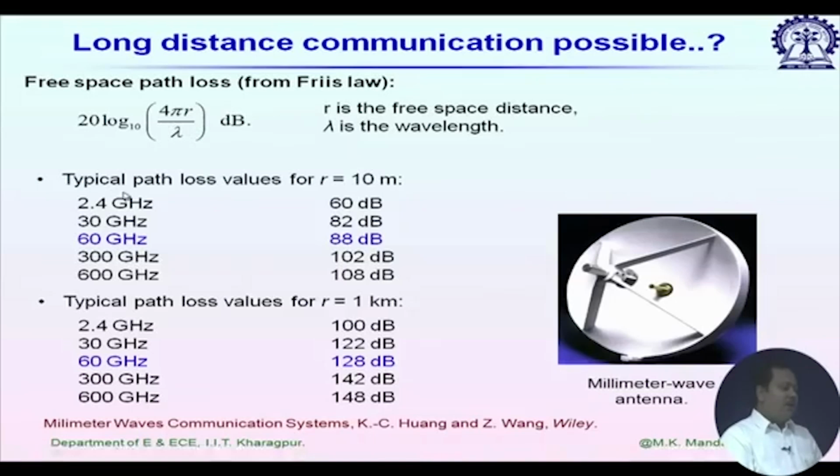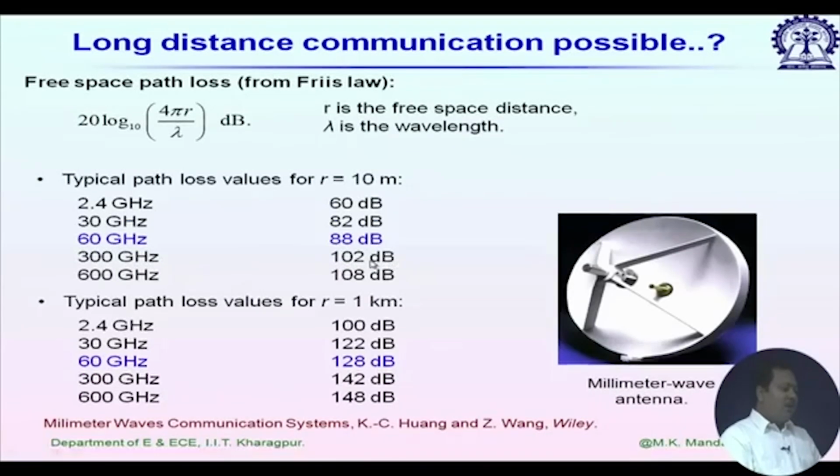So, here are some calculated values of free space path loss. For example, this first table is showing the path loss value at r equal to 10 meter. So, at 2.4 gigahertz the typical path loss value is 60 dB. Now, if I increase the frequency to 60 gigahertz, where free space wavelength is 5 millimeter, this path loss increases to 88 dB. Not only that, if I keep on increasing the frequency, let us say at 300 gigahertz at sub-millimeter wave frequency range, it further increases to 102 dB.